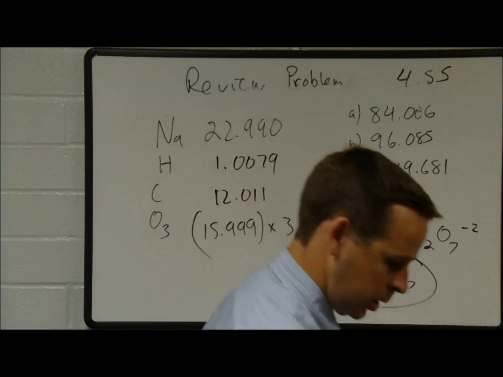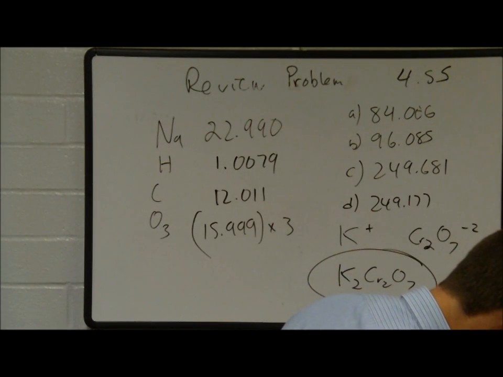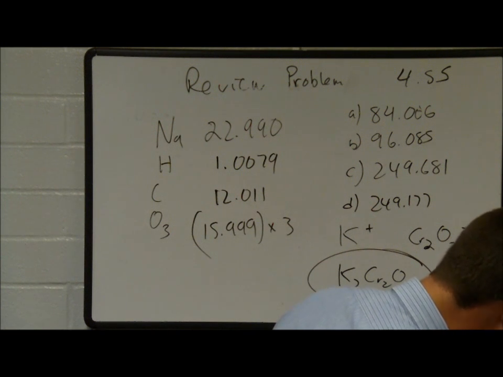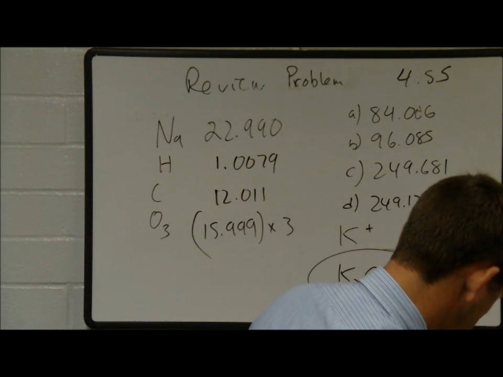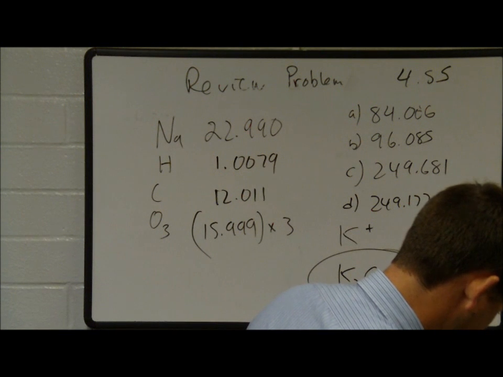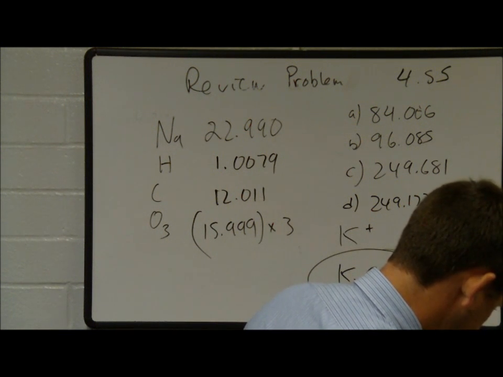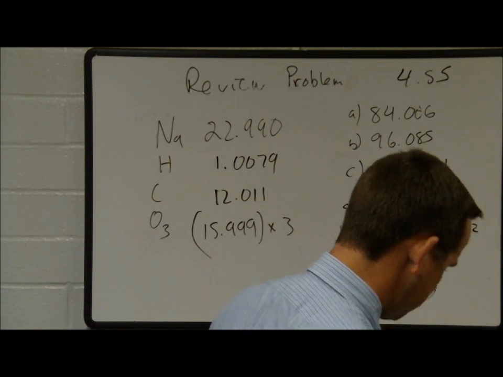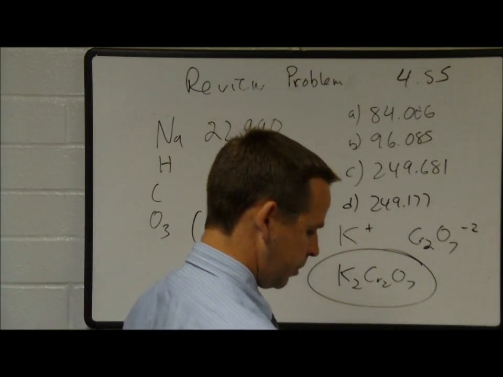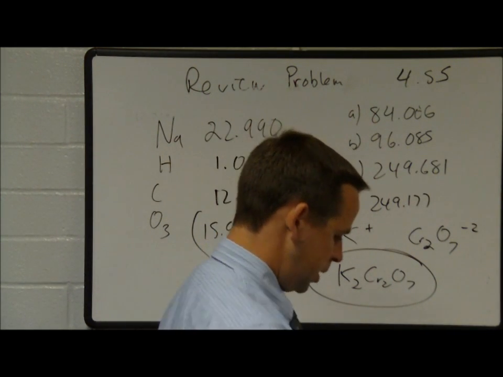249.177. Double check. What did I miss? 249.177. Oh. So pretty close. Looks like my values are slightly different than theirs, but that's all right. All right, that's D.